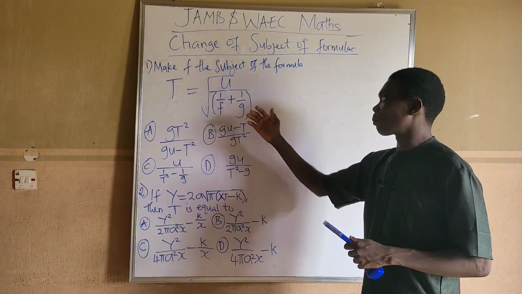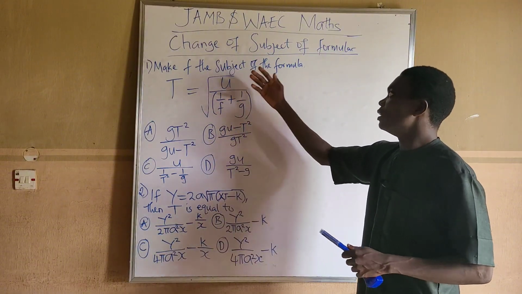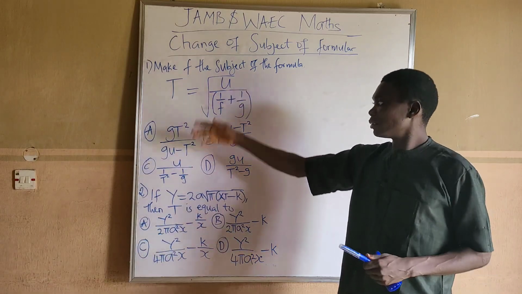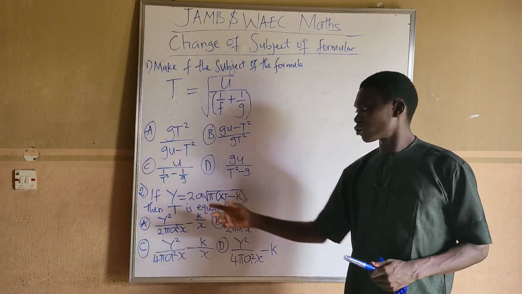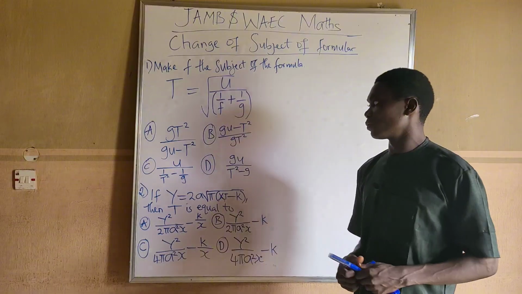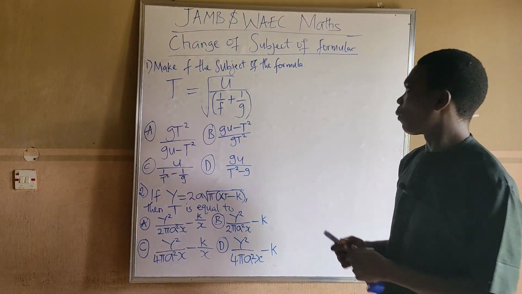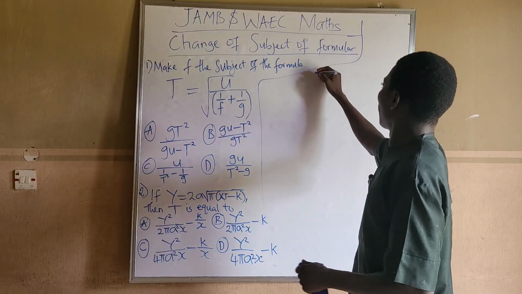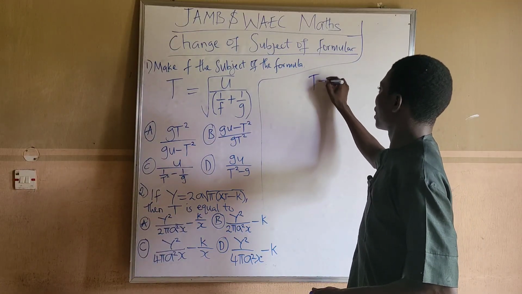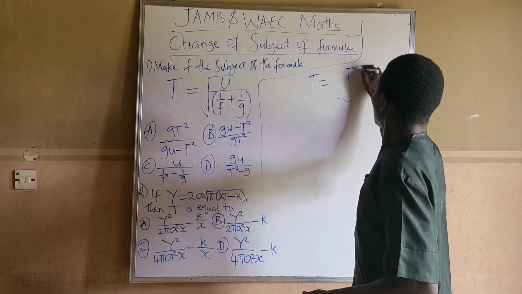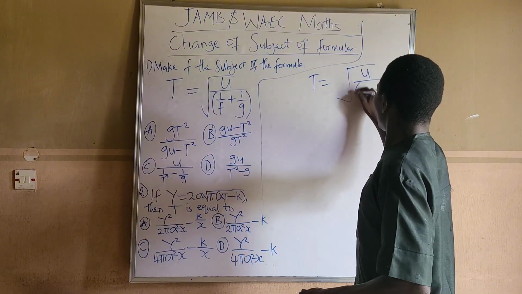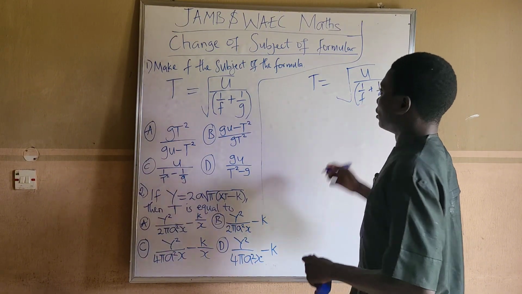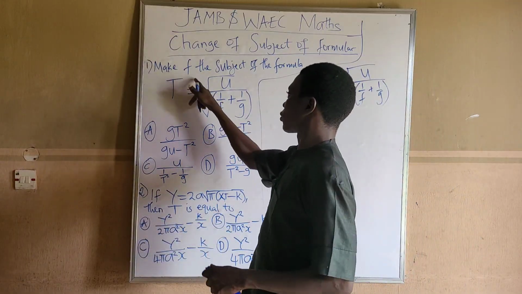You can see the questions. The topic is change of subject of formula, and you can see question 1 with the options given and question number 2 with the following options given. So let's start with question number 1. We're given this equation that c equals the square root of u over 1 over f plus 1 over g. Now you are asked to make f the subject of the formula.